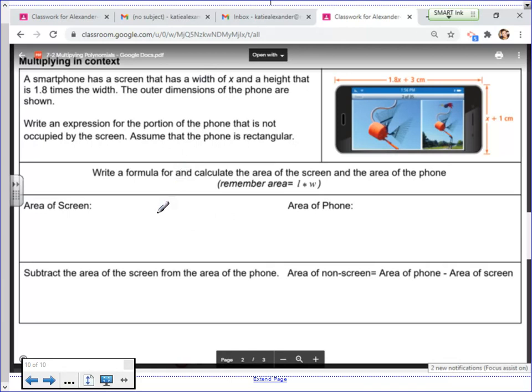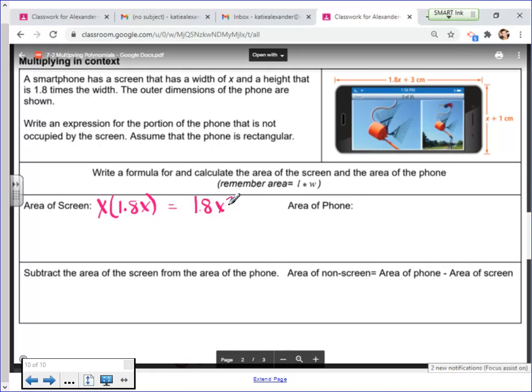And remember, 1.8 times the width. So x times 1.8x is the area of the screen. So we're going to actually go ahead and multiply that. That's going to be 1.8x squared for the screen. And that's all from up here. It tells you what the width of the screen is. Then the area of the phone is actually in the picture.